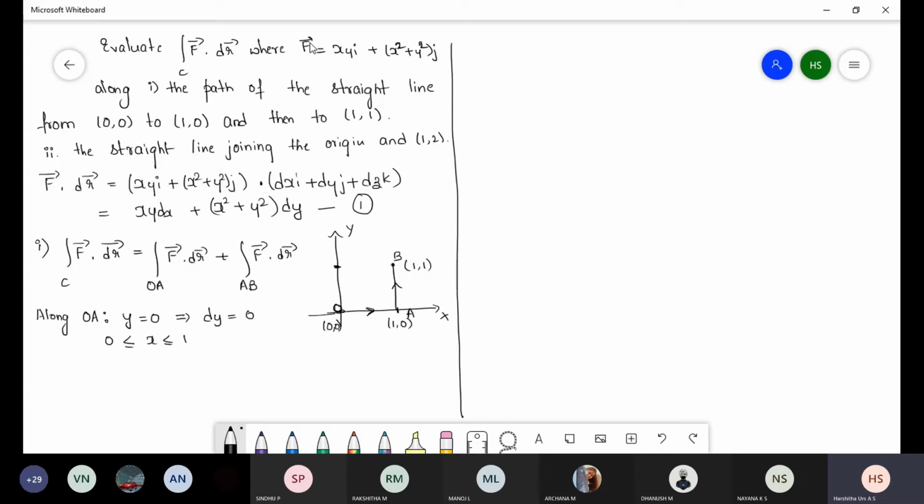So write like this. Substitute this in equation 1. Equation 1 means x is equal to 0 to 1. What we can write here, vector f dot vector dr, that is x from 0 to 1. Wherever y is there, you have to substitute 0. x into 0 into dx plus x square plus y, plus 0.